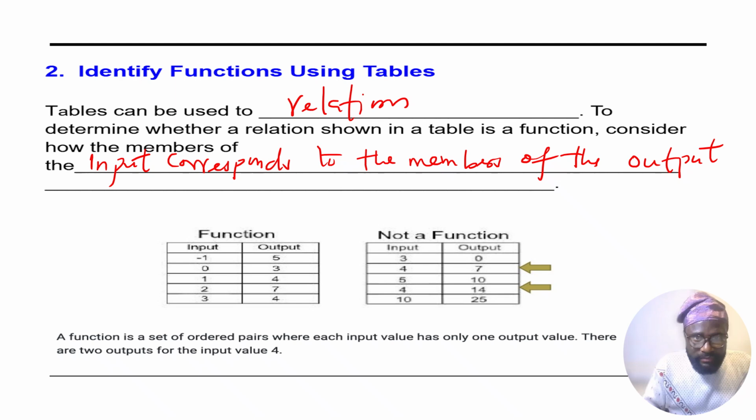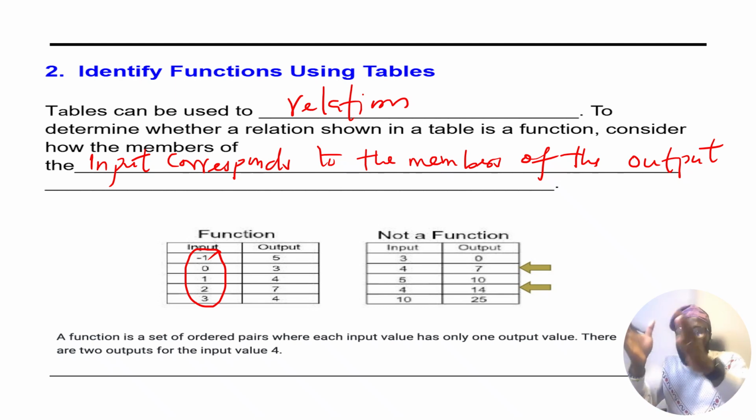Okay, let's look at the table we have here. We have two tables. Look at the input values here. I have -1, 0, 1, 2, 3. By the way, you remember I told you each of these input value is called the x coordinate. But all together, I will call them the domain. The set of all input value is called the domain. And the set of all output value is called the range. So look at it. -1 is matched to 5. 0 is matched to 3. 1 is matched to 4. And goes like that, which it's okay.